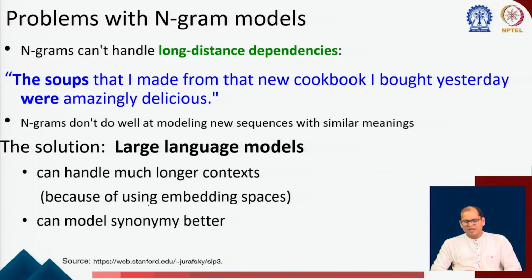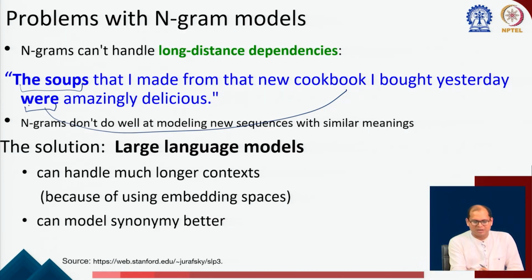Okay. Now, what are the problems with N-gram language models? They can't handle long distance dependencies. We talk about unigram, bigram, trigram, quadgram, but in general in language you cannot say that a word will depend only on the previous 3 or 4 words. Take this example: "The soups that I made from the new cookbook I bought yesterday were amazingly delicious." The word "were" depends on "the soups". If you made it depend on "the cookbook", then you would say "was", not "were". So it has to depend on "the soups", which is many words before. There are many words in between.